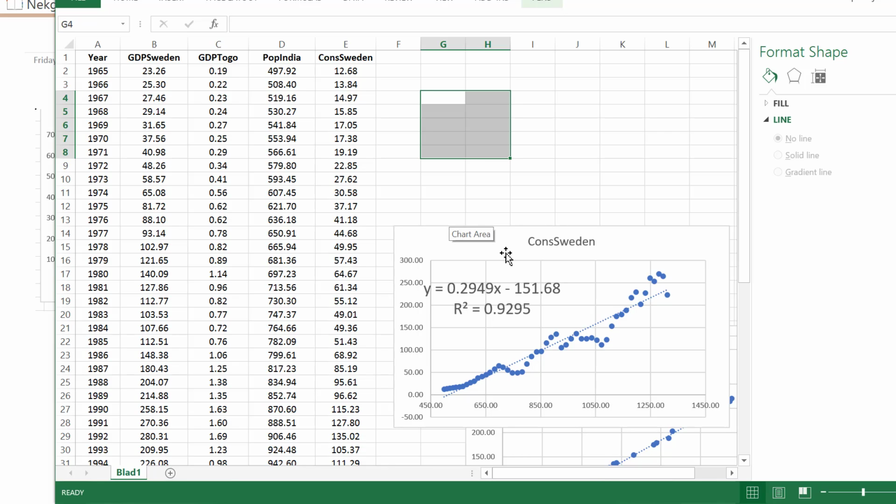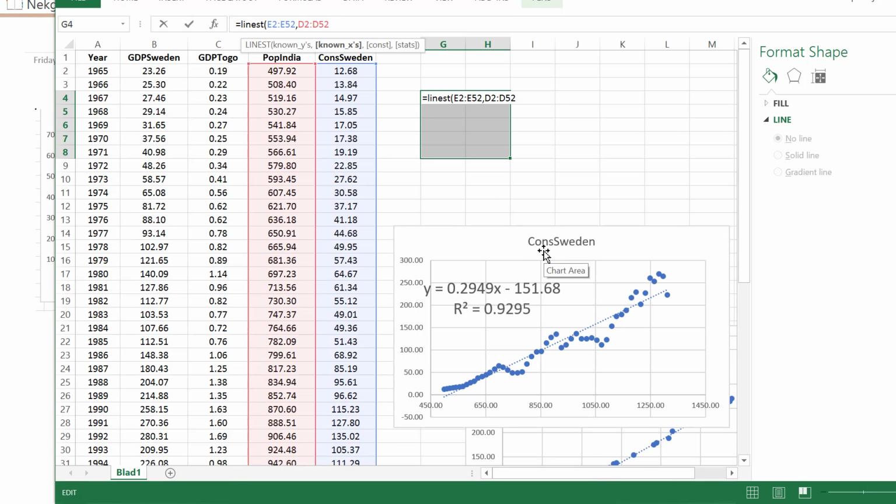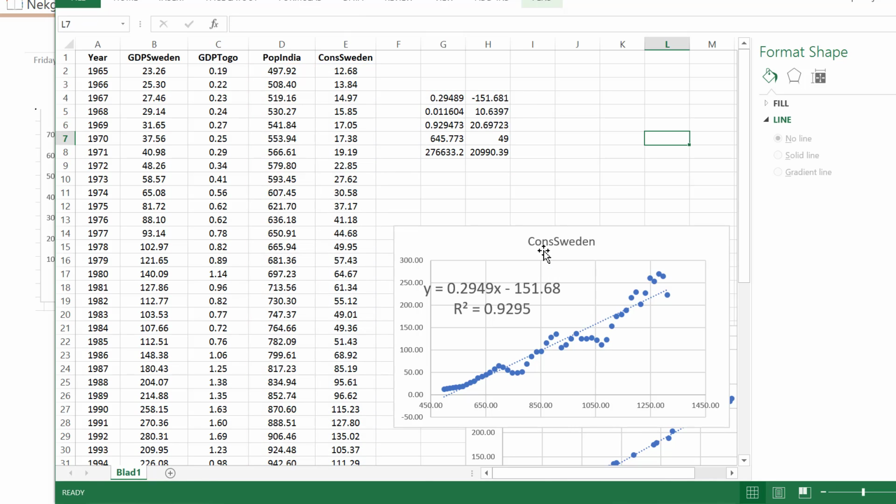As a final exercise, let's run this regression explaining Swedish consumption with Indian population so that we can estimate these parameters and get the standard errors as well. My y variable is in the E column, consumption Sweden. My x variable is in the D column, Indian population. I have an intercept and I want the statistics. This will of course give us the same slope and intercept as the trend line, but we also now have additional statistics. So we can actually check if this marginal effect is statistically significant, because it could be that this positive sign here on the marginal effect of Indian population on Swedish consumption is insignificant.